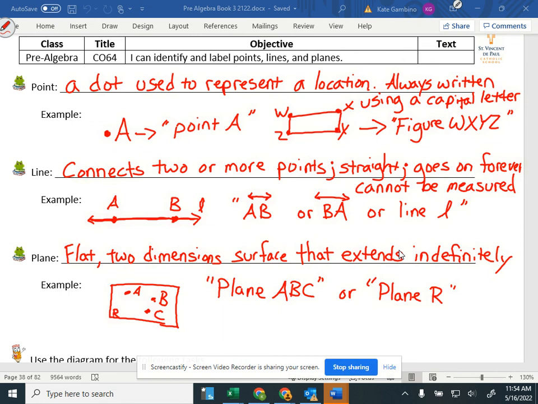Does that make sense? Okay, we're gonna stop there and we're gonna look at the bottom of this page after lunch.